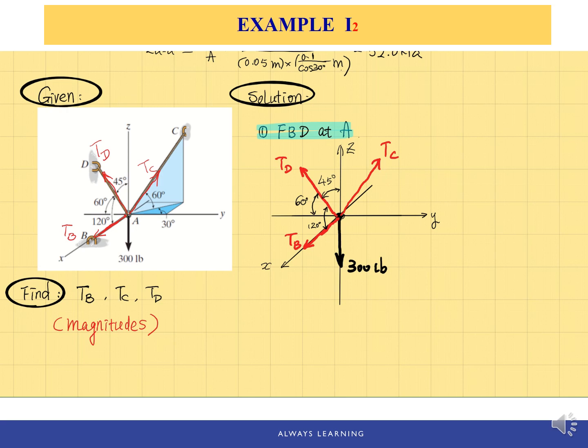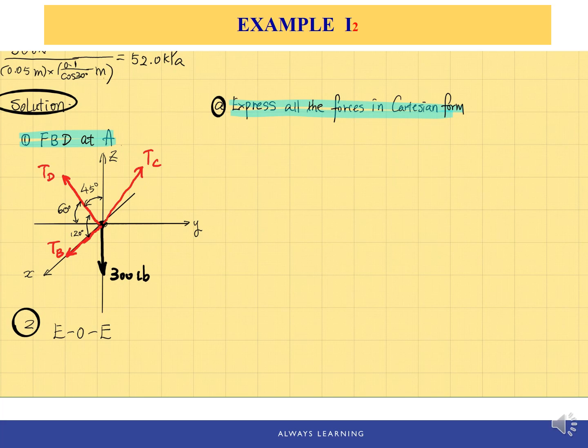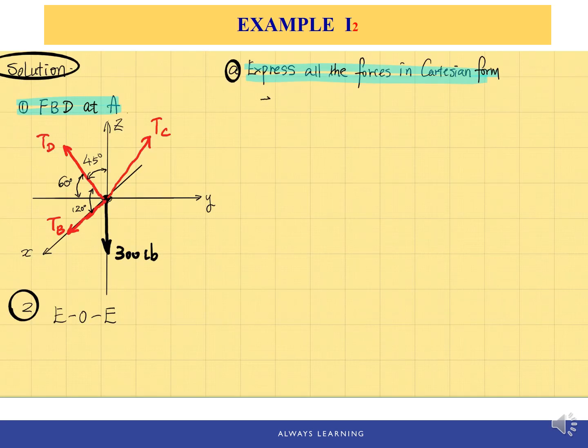So the second step is to write the equations of equilibrium. But before we can write equations of equilibrium, we need to write each force in Cartesian vector form. So express all the forces in component form or Cartesian form. Let's take a look at TB. Since it's a vector, we need to write TB as a vector. Use the right notation, please.